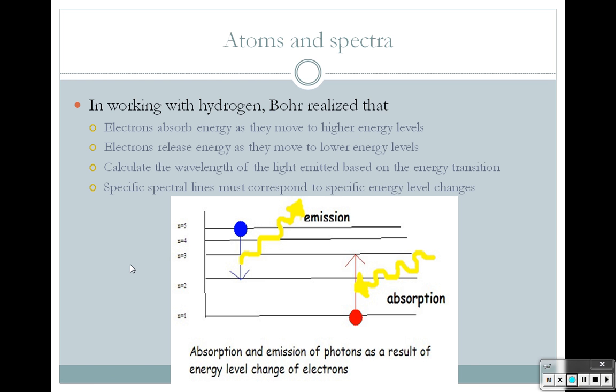What this meant was that specific spectral lines, those spectral lines we just saw for hydrogen, must correspond to specific energy levels. A line of violet must correspond to a certain change in energy level of an electron. Red must correspond to a certain energy level change, which meant that these electrons had to be at specific distances from the nucleus, not at random distances from the nucleus, which is how Bohr got his model.